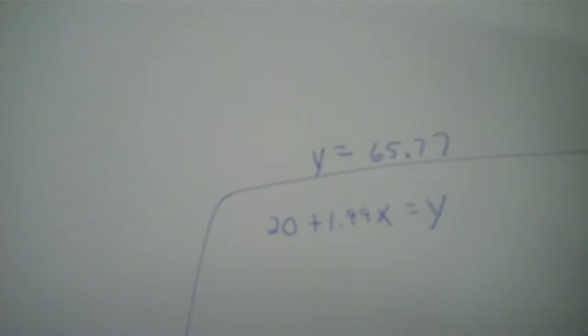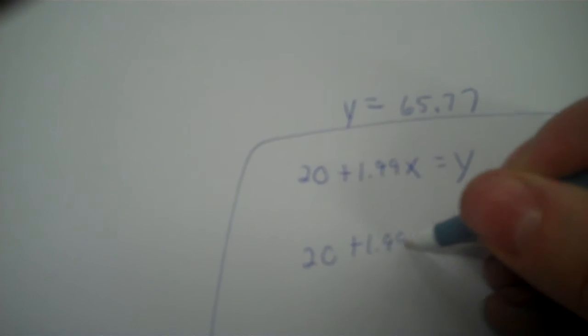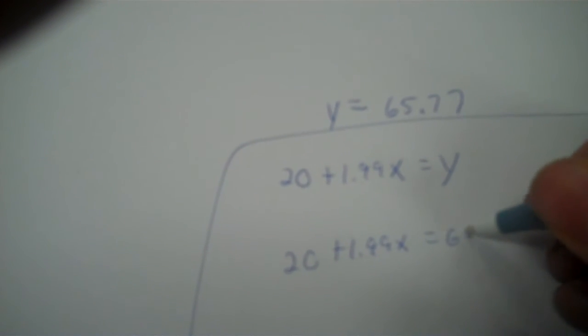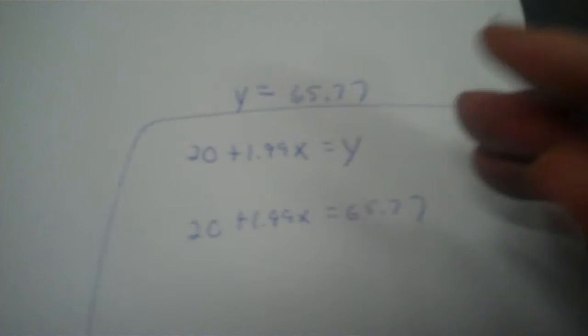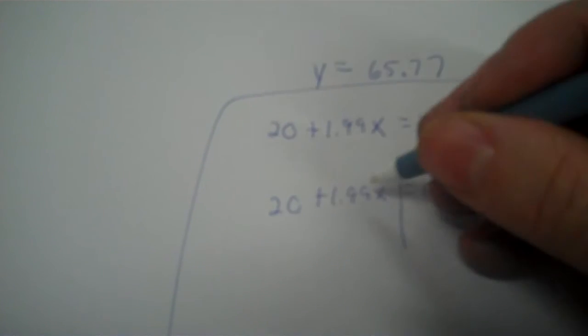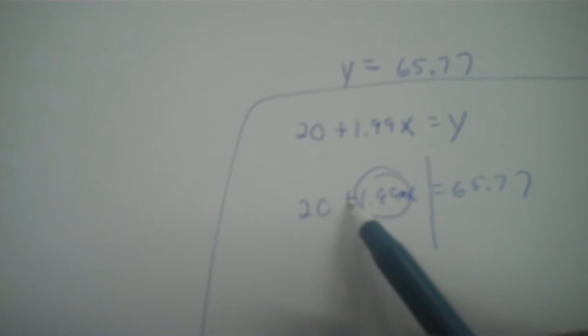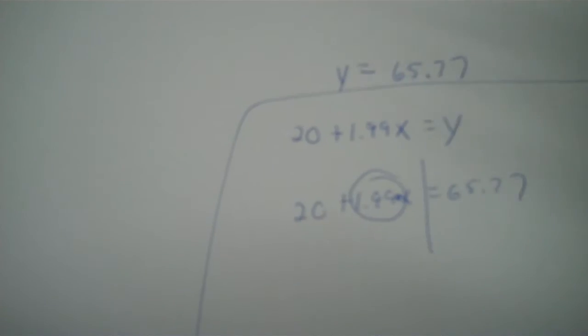That goes in for Y. So you got 20 plus 1.99x equals $65.77. Now I need to get the X by itself. There's two things happening. We got times $1.99, then outside we're adding 20. So the opposite of plus 20 is minus 20.